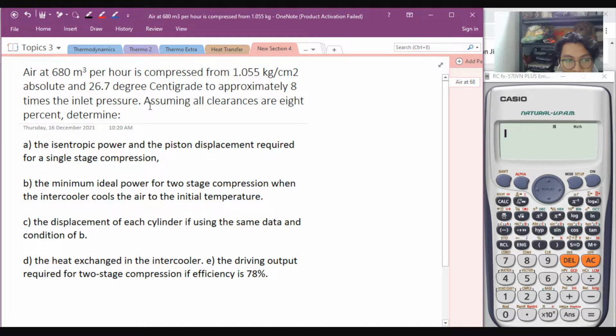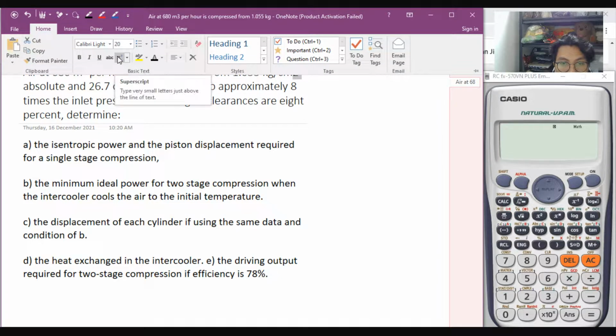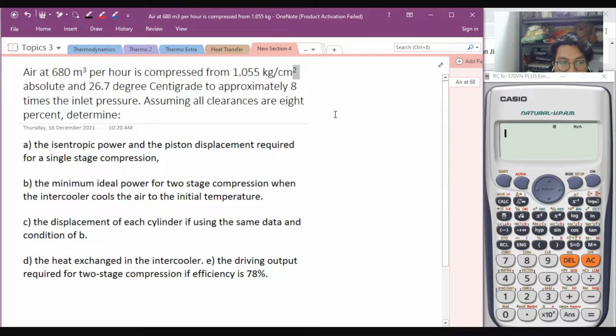So, ito yung problem. Air at 680 cubic meter per hour is compressed from, nagbigay dito ng absolute pressure, 1.055 kilogram per centimeter squared. Absolute. And 26.7 degrees centigrade to approximately 8 times the inlet pressure, assuming all clearances. Okay. All clearances are 8%. Determine the following: A, isentropic power, and the piston displacement required for a single stage compression.